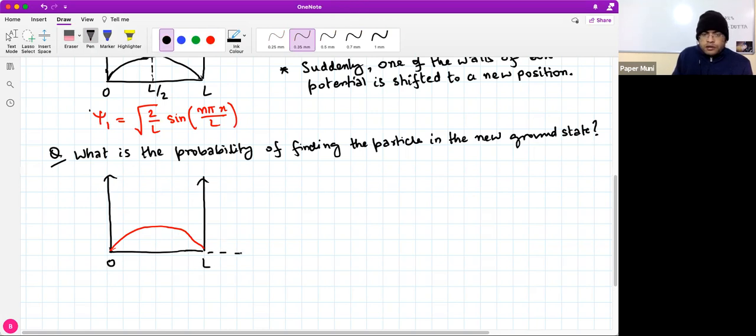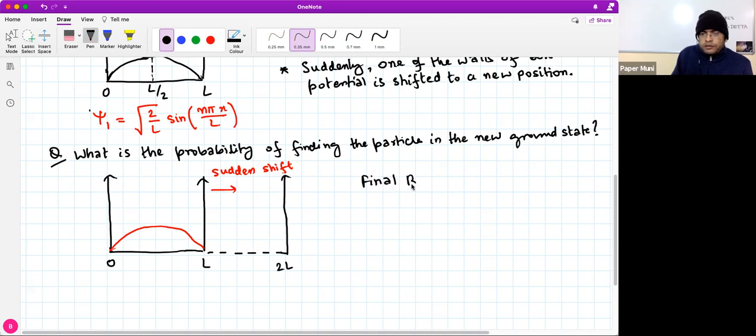Now let's say the box is doubled. It has moved to this position. It has been shifted. Now this is a sudden shift. If you move slowly, then the wave function of the particle will adjust itself and conform to the new one. But in this case, the wave function does not change. The wave function remains the same as in the initial stages.